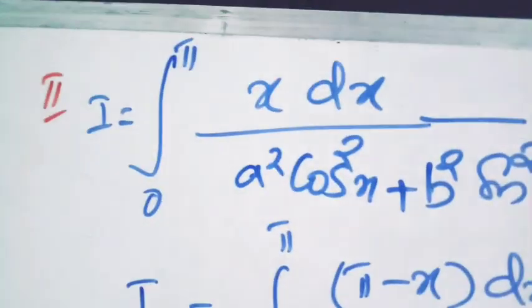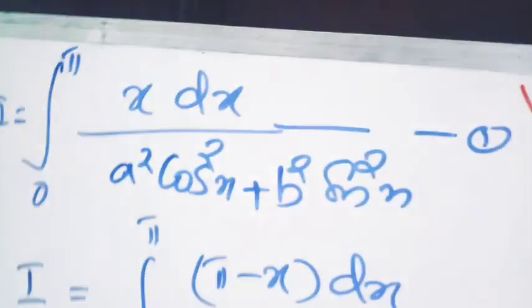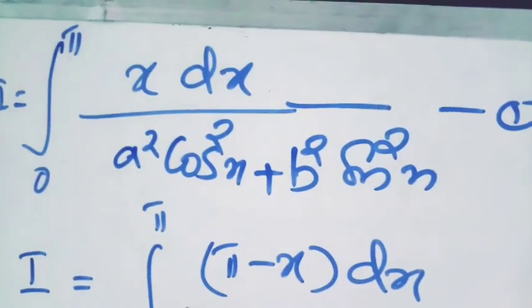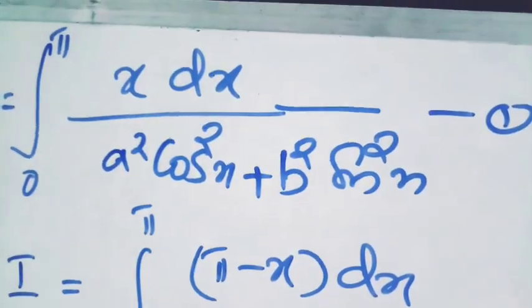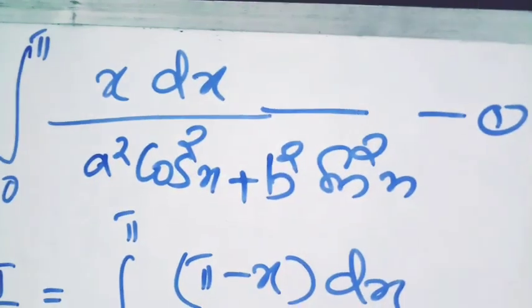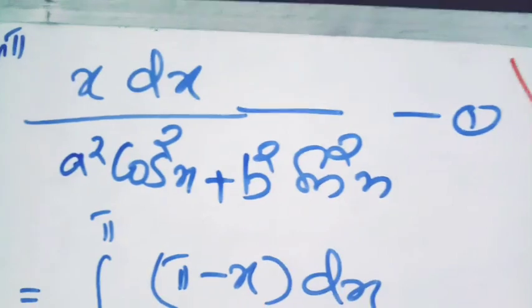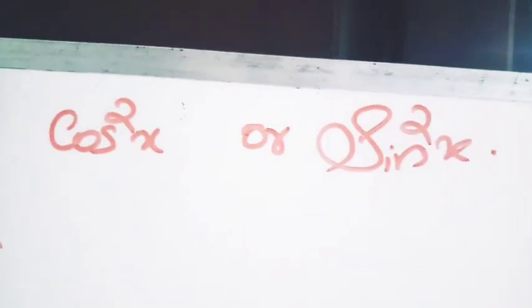Question number 2. Integral 0 to pi x dx by a square cos square x plus b square sin square x. This is another special type of integral question. The denominator involves cos square and sin square: a square cos square x plus b square sin square x. The method for integrating this one is either you divide the numerator and denominator by cos square x or sin square x.